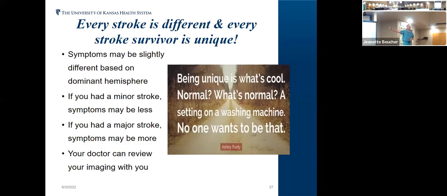Like we said at the very beginning, every stroke is different. Every stroke survivor is unique. As stroke survivors, you all have your unique path that you've traveled, whether from when you first had your stroke, to your hospitalization, to your rehabilitation, and then living your life with these deficits. Everybody has their own unique path.